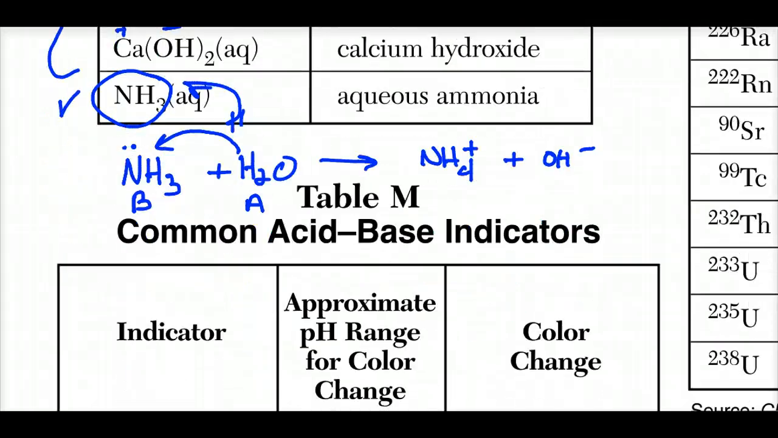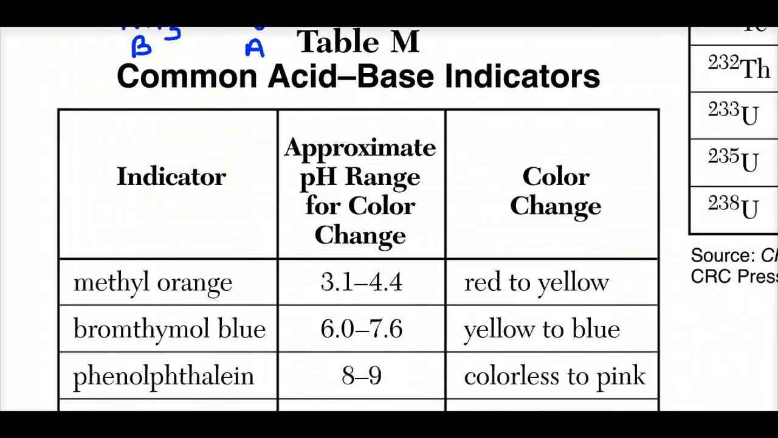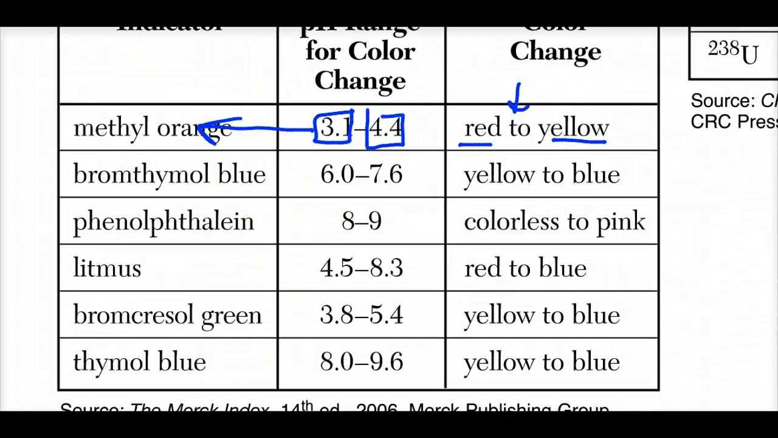Table M, the indicators. These indicators are nothing more than weak acid-base pairs that change color based on how their physical shape or structure changes. But what you have to know is that if I have methyl orange, if it's 3.1 or lower, we're red. 4.4 or higher, we're yellow. Anything in between is a color in between, which could be orange, but they don't like to ask that one.